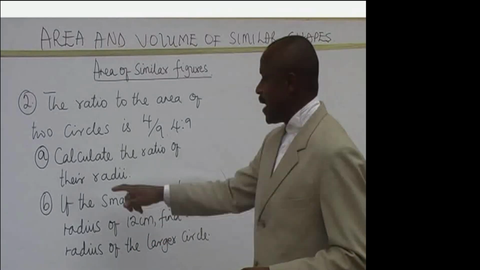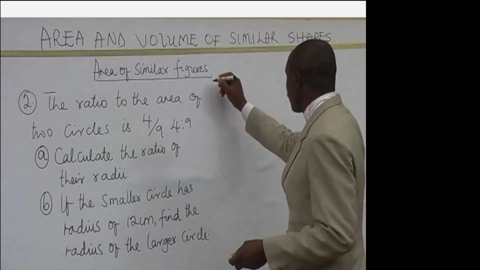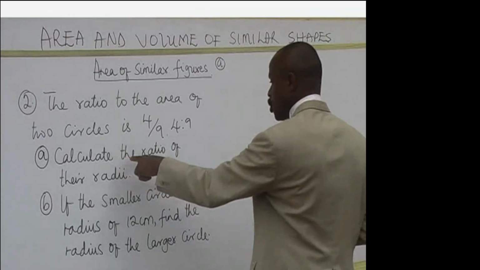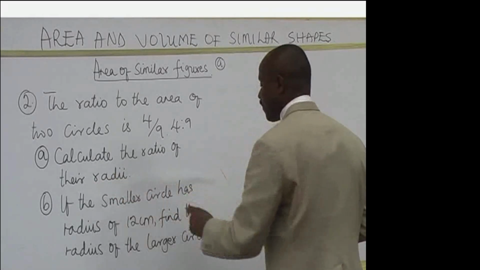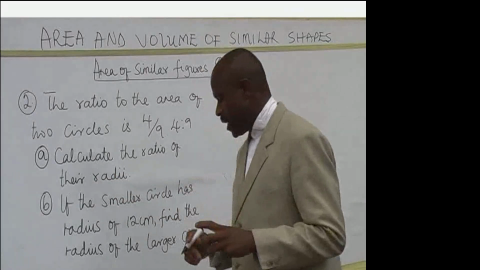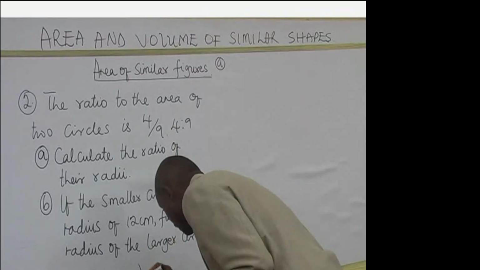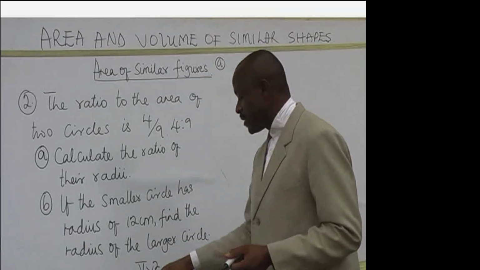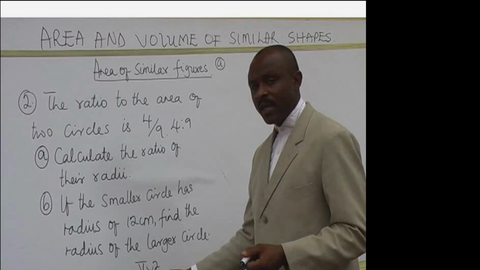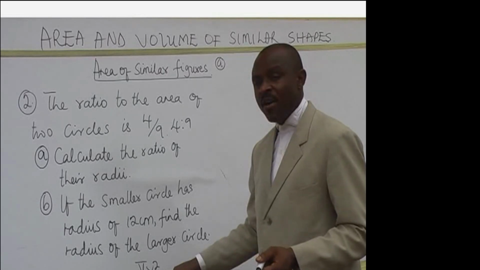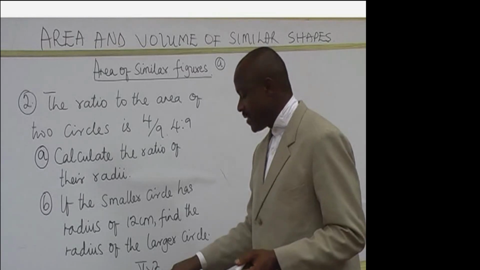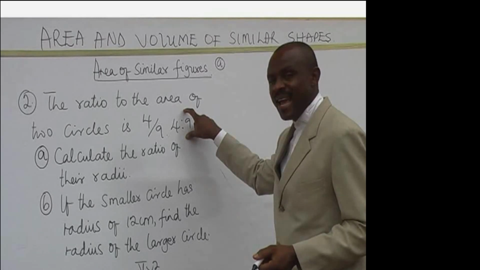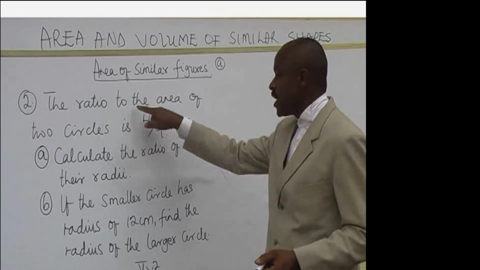Now, in answering question number A, we are told to calculate the ratio of their radii. You know, in a circle, the formula for finding the area of a circle is pi r squared. So whatever figure is given as the area, remember, you have the square of r there. So that is why this ratio here, we are going to call it area factor, because they say it's the ratio of the area.